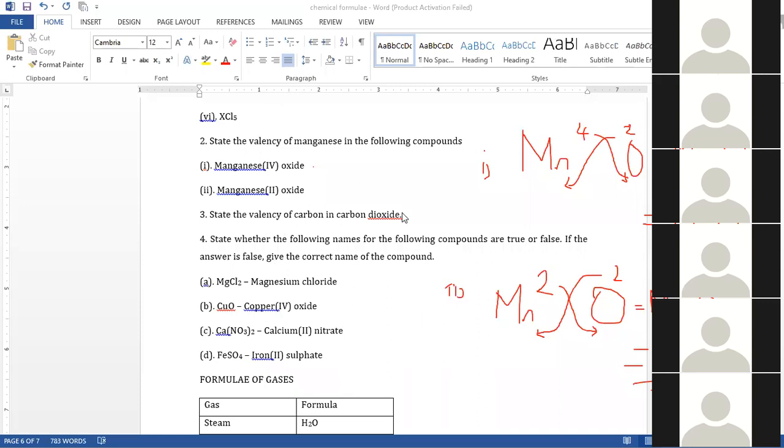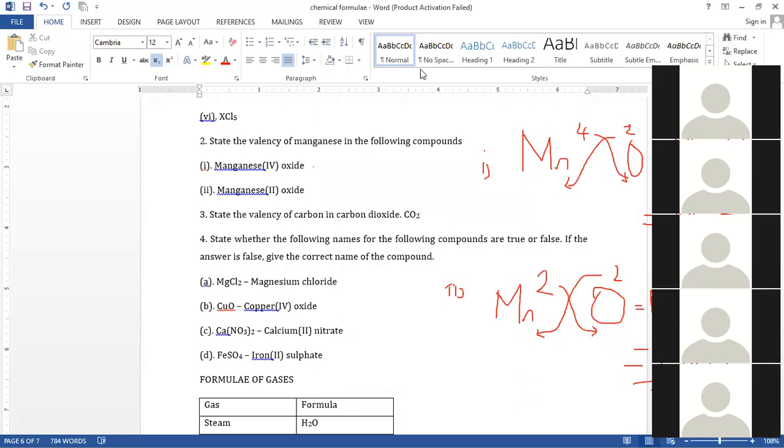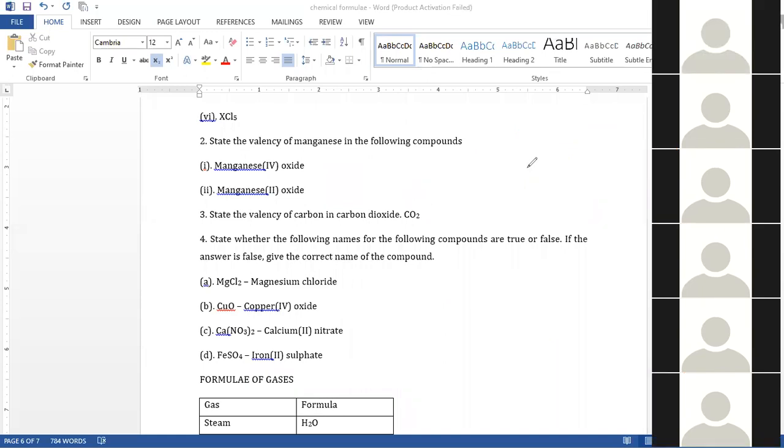Okay, let's go ahead. Set the valence of carbon in carbon dioxide. Carbon dioxide is written like this. Okay, can we do this? Carbon dioxide is like this.